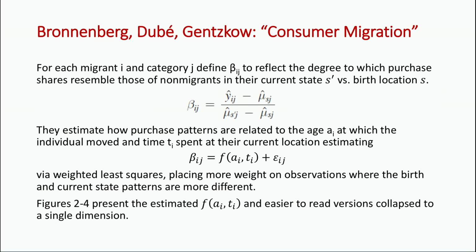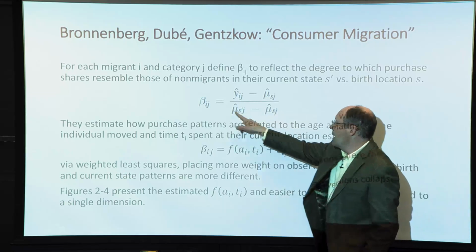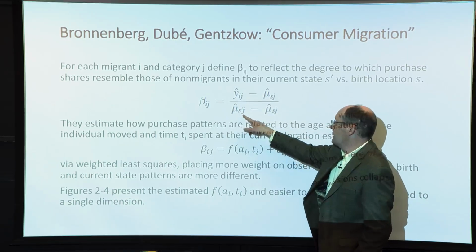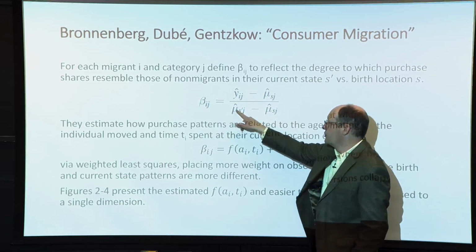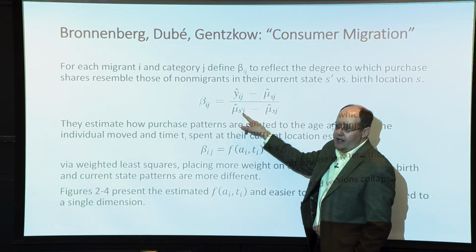The main thing is to look at these people and ask, when they move, how far do they move from their birthplace purchasing patterns to their destination purchasing patterns. So they write U_SJ for the share of non-migrants in state S who buy product J, and U_S'J is the people in state S' who never move, what fraction of them buy product J.